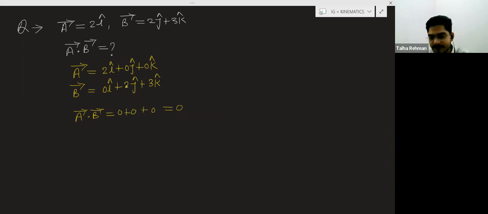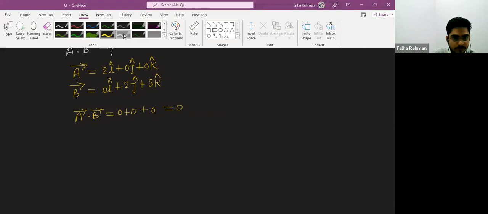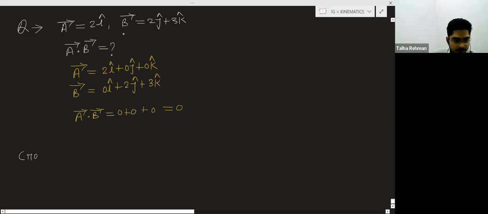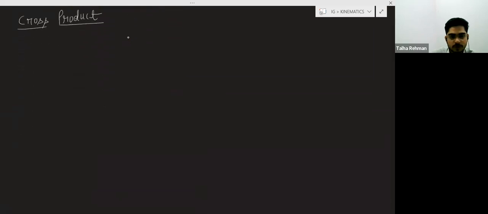Now we will discuss another type of vector multiplication, that is cross product. Believe me, this cross product and dot product, all these things are very, very useful. So cross product we will discuss. Suppose this is a vector, and here is another vector, this is b vector, and theta is the angle between the two vectors.